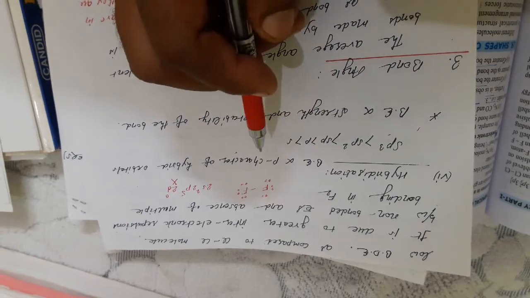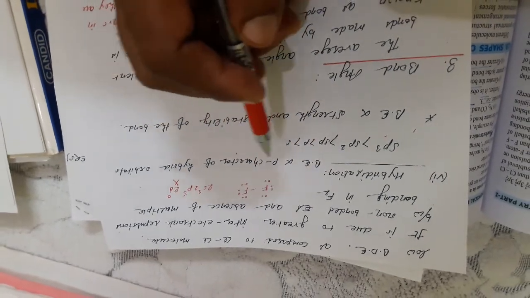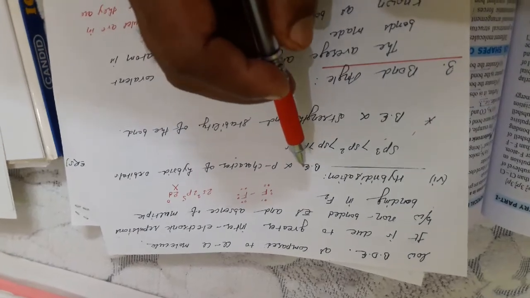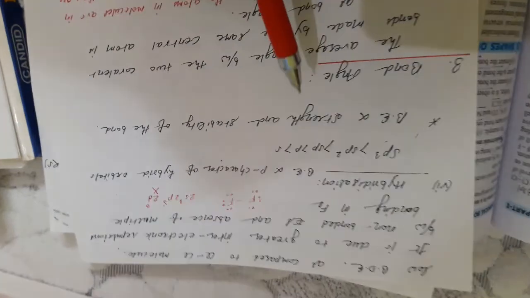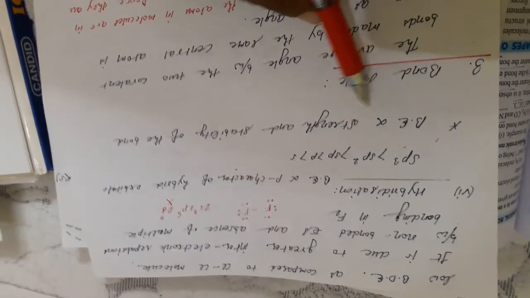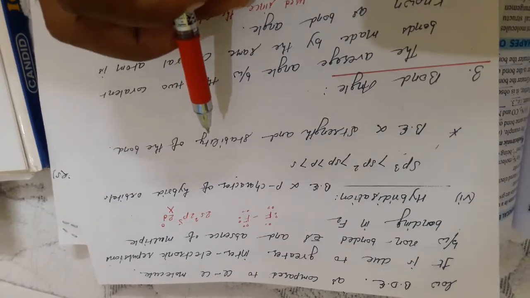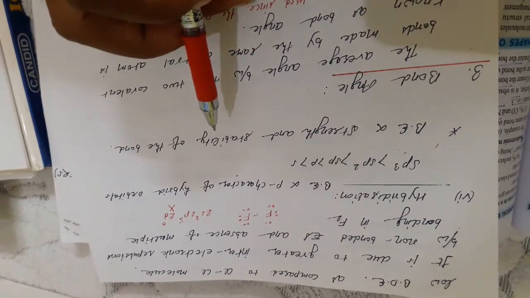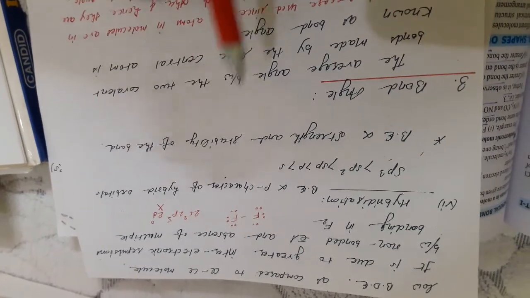If the p character increases, what will happen? Bond energy will also increase, and inversely we can say bond energy is inversely proportional to the s character, okay. So bond energy is directly proportional to the strength and stability of the bond. So if the bond energy is high, that means this bond is a strong and stable bond.